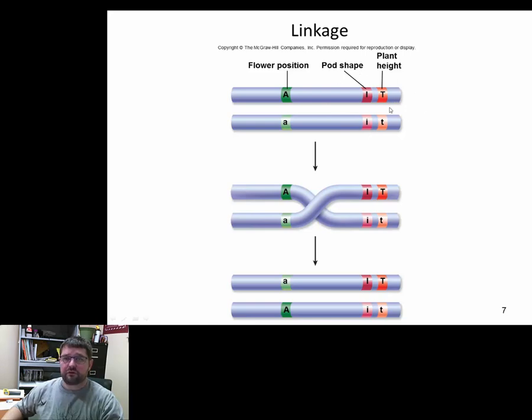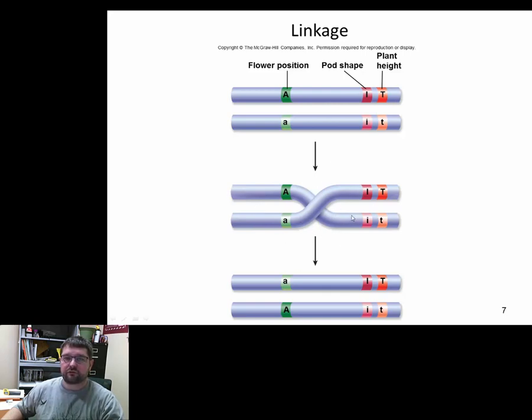But some things develop what we call linkage, which means they occur next to each other on the chromosome. So like pod shape and plant height. So maybe this is a plump pod and a tall plant, okay, versus a constricted pod and a small plant. Well, these two variables, because they're linked together, it doesn't matter how crossing over occurs.